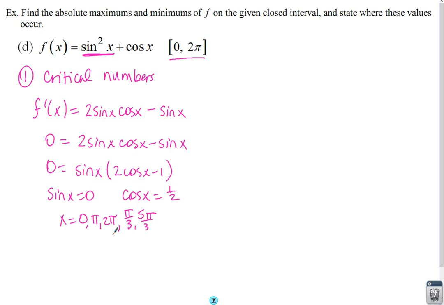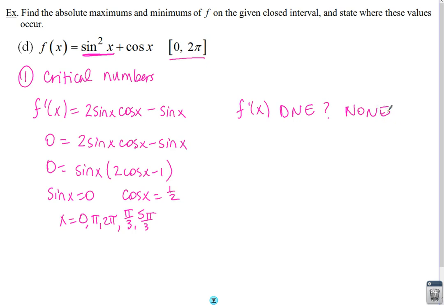Excellent. We need to check, where is f prime of x non-existent? Let's think about this. Is there any value that I can't plug in to sine or cosine? No. If I can't tell what the function looks like as a whole, I look at individual pieces of it. Is there anything that I can't plug in here? No. Sine is continuous over the whole real line. Cosine is continuous over the whole real line. So their multiple is also continuous over the entire real line. Same thing with sine over here. So because there's not a value of x that I cannot plug in here, there are no places where my derivative does not exist.